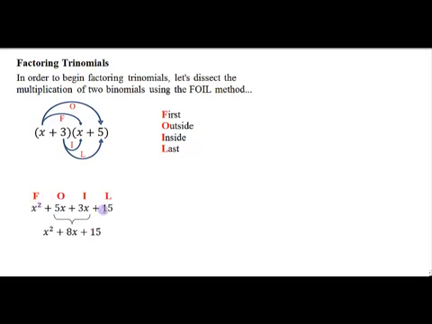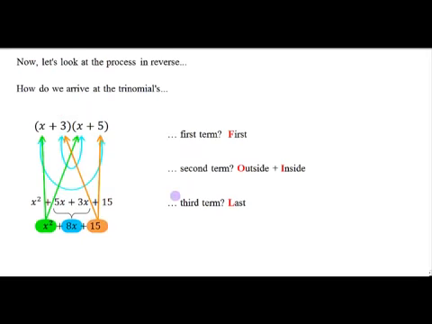We get 4 terms when we do that, and collecting like terms, I get this middle term of 8x for this set of binomials. So looking at this process in reverse, we want to figure out how it is that we arrived at the trinomial's first term. The first term was the product of the first terms of each of the binomials. The second term is the product of the outside added to the product of the inside. And the third term, or our last, multiplied together, gives us the 15.